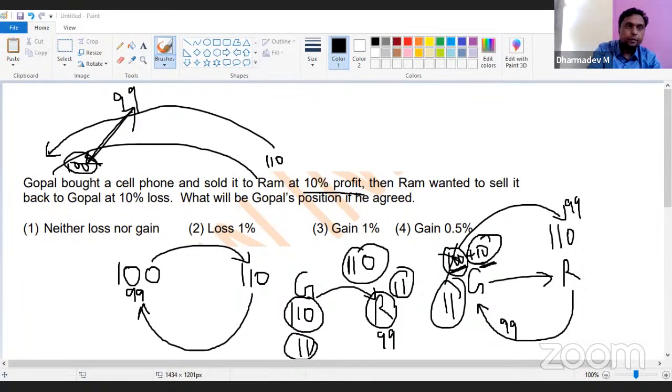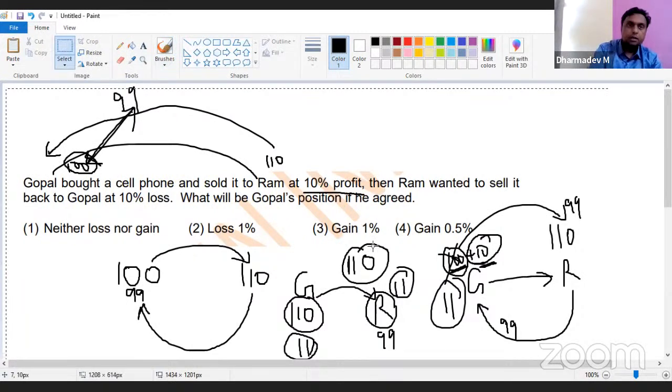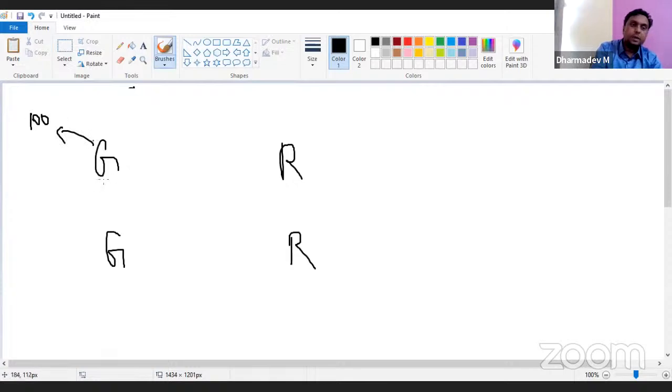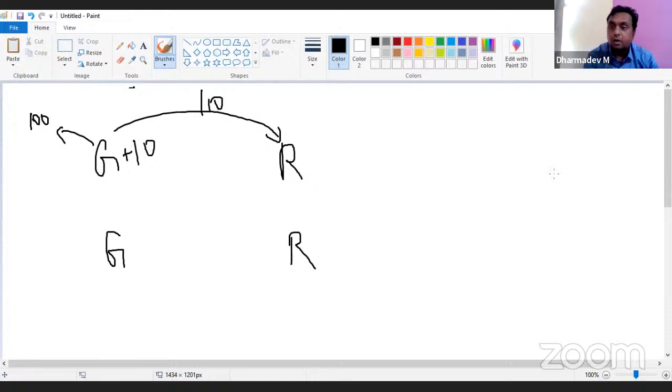I'm just clearing that. I hope you remember the question. There is Gopal, there is Ram. Next to Ram, again to Gopal. Gopal is buying from somebody for 100. He got it, so that means expenditure for him. Now he's selling it to Ram for 110. That means 10 profit, 10 more. Correct, but this is from the point of view of Gopal, not from the point of view of Ram. Ram is again giving back to Gopal at 99.